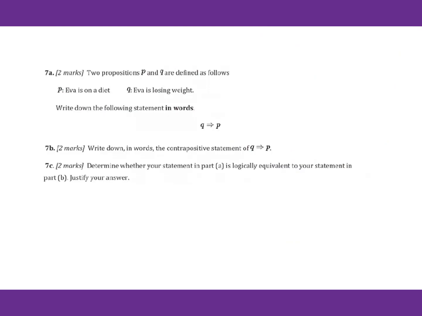Now let's go to 7A. Two propositions P and Q are defined as follows. P, Eva is on a diet. Q, Eva is losing weight. Write down the following statement in words. This symbol means if, then. So when you write down the statement in words, you have to use this phrase. If Eva is losing weight, then Eva is on a diet.